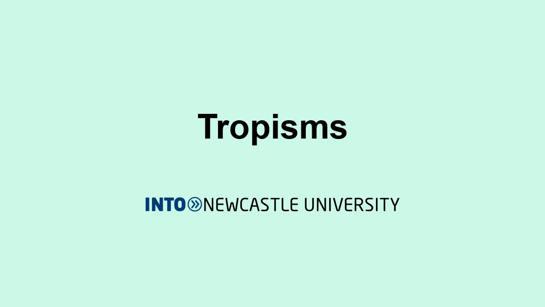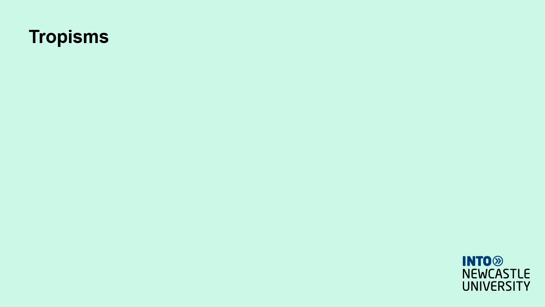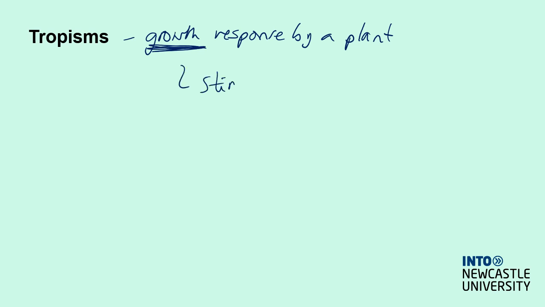In this lecture, we will talk about tropisms in plants. Tropisms are a growth response by a plant. And that's kind of the key idea here. It's the idea that they are going to grow in response to a stimulus. So they will sense something and they will grow either towards or away from this stimulus.